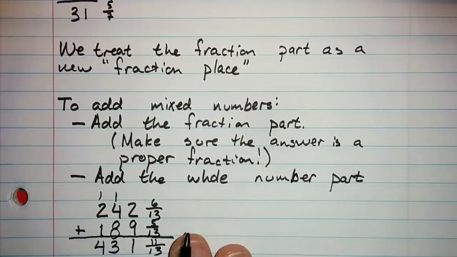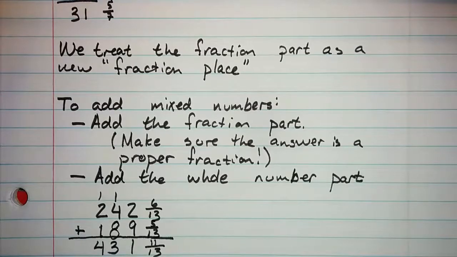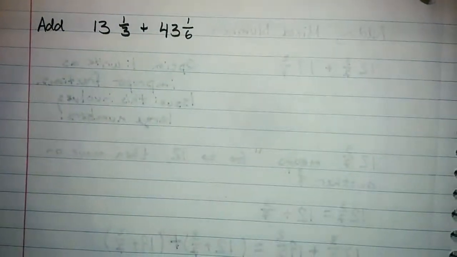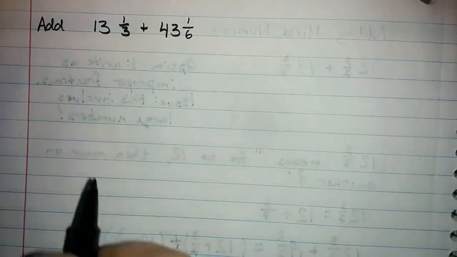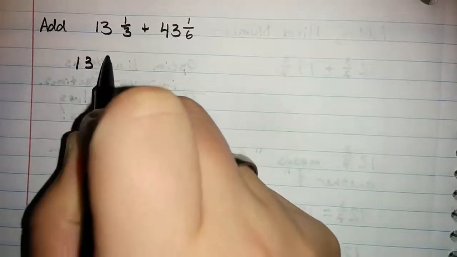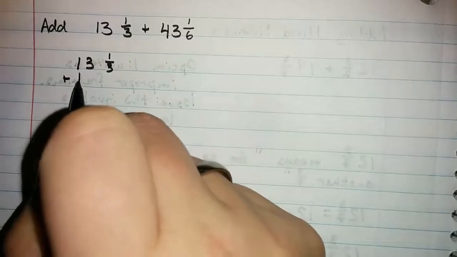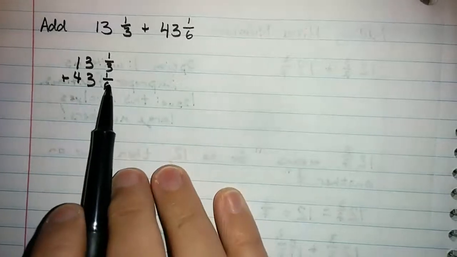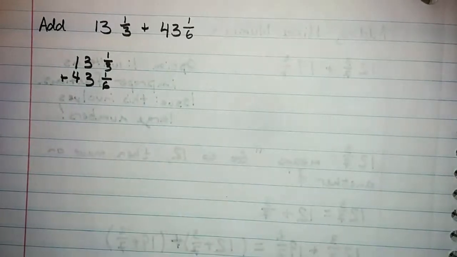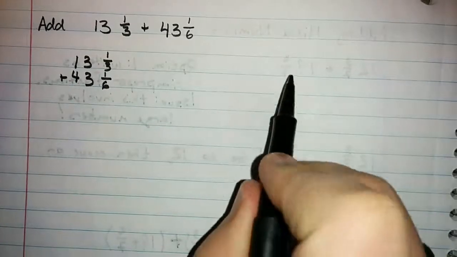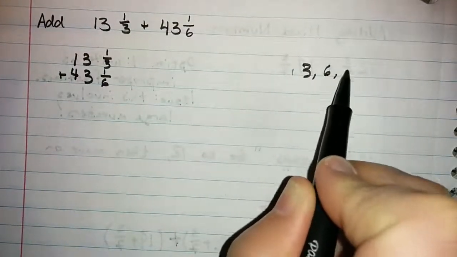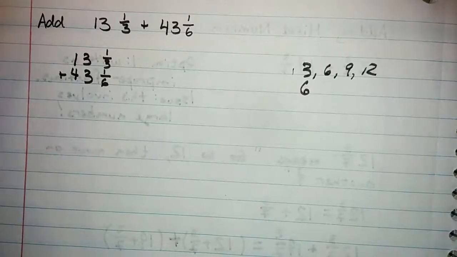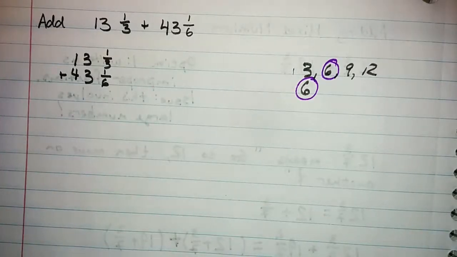I'm going to show you an example of this also where we have unlike fraction parts. Let's suppose we want to add 13 1/3 plus 43 1/6. We'll write our 13 1/3 plus 43 1/6. Now we need to write 1/3 and 1/6 with a common denominator. Multiples of 3: 3, 6, 9, 12. Multiples of 6, well, the very first one is 6. 6 will be our least common multiple.